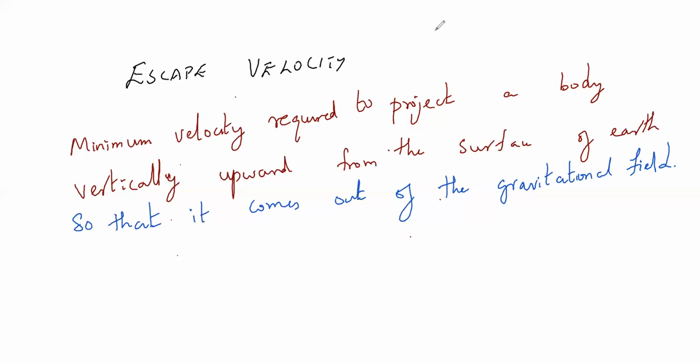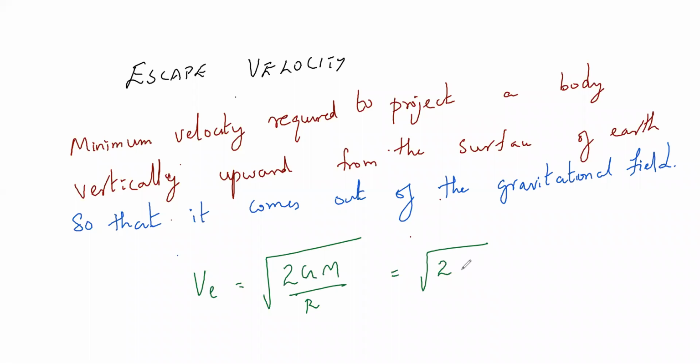For the entrance point of view, the most important formula: escape velocity V_E is equal to root of 2GM by r, also root of 2gR. In the entrance, M is the mass of the Earth and R is the radius of the Earth. These values they will give in the question. If mass is given, we have to use the first formula. If mass is not given, then we have to use the second formula.